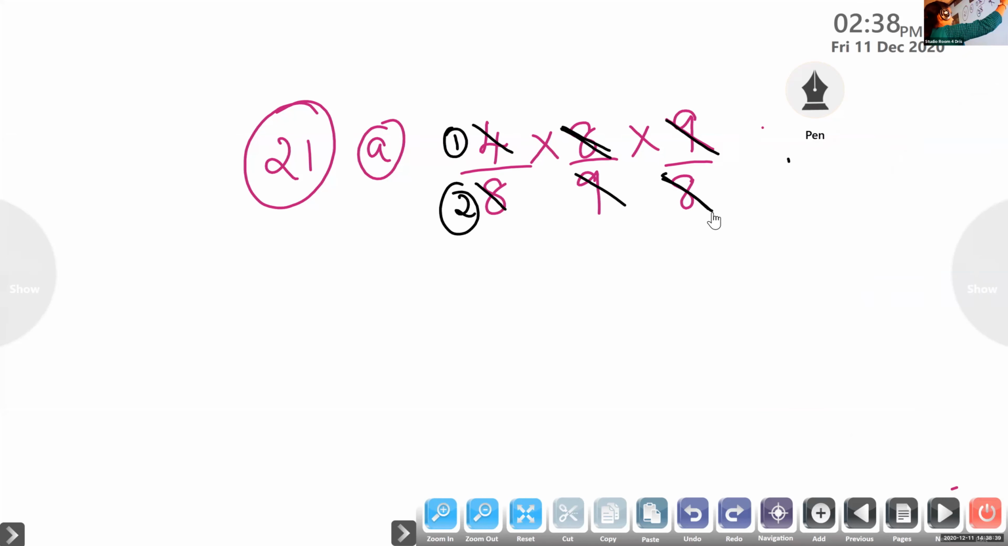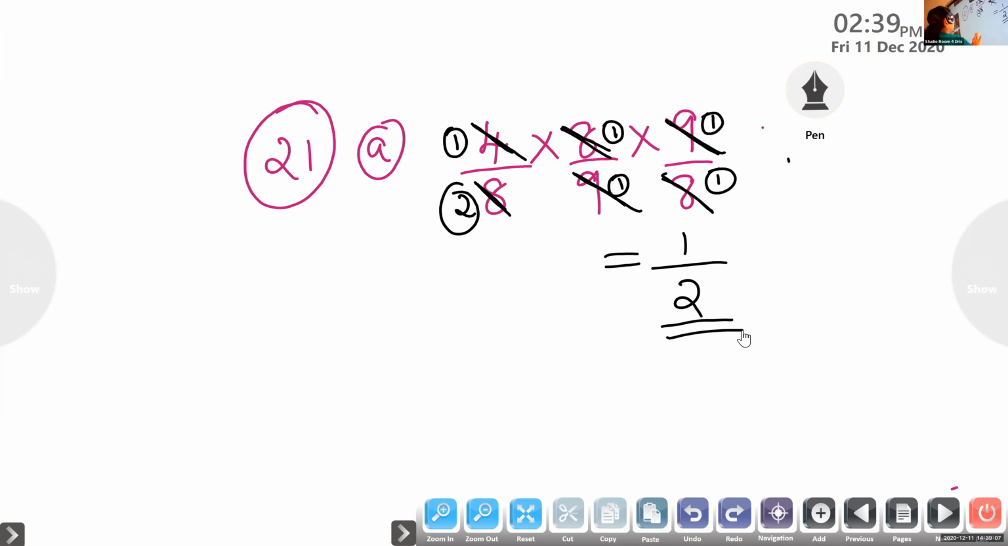You can cross out 8 and 8. They are the same. One number is on the top, one number below. You can cross out the numerator and denominator. And here 9 and 9. So nothing is left. Here we can say 8 divided by 8 is 1, 9 divided by 9 is 1. So here when you cross 4 and 8, 4 divided by 4 is 1, and 8 divided by 4 is 2. So the answer is 1 by 2.